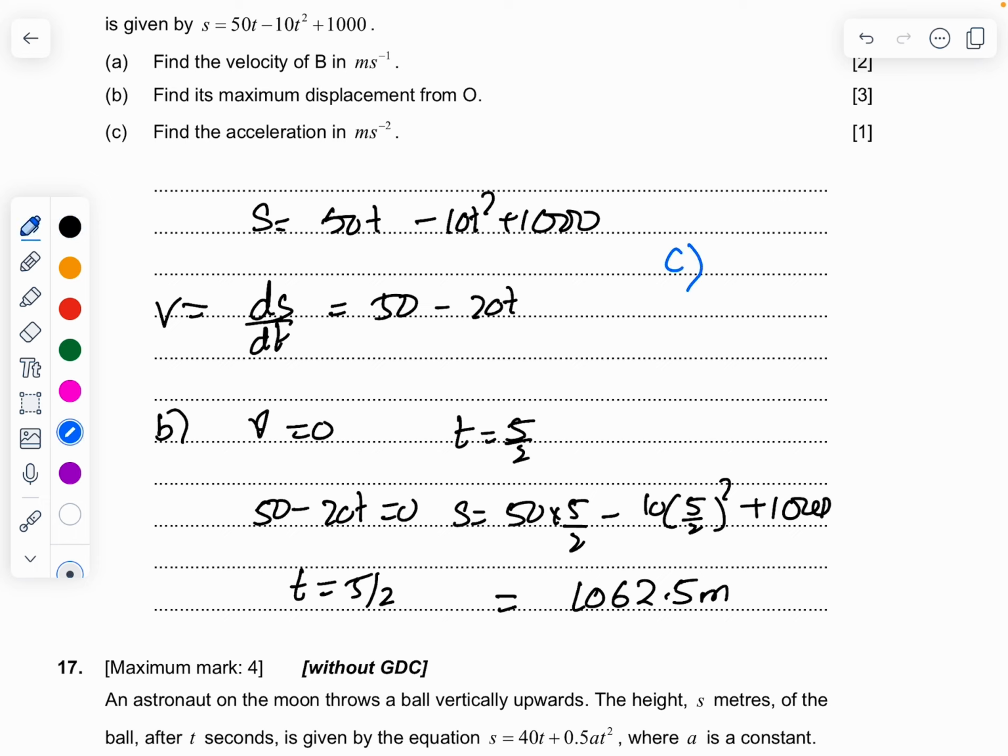Part C, find the acceleration. Acceleration is going to be again the derivative of this one, which is minus 20 meters per second square.